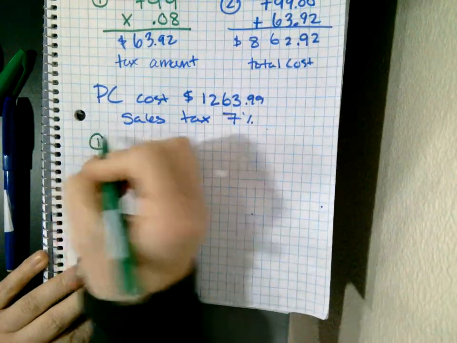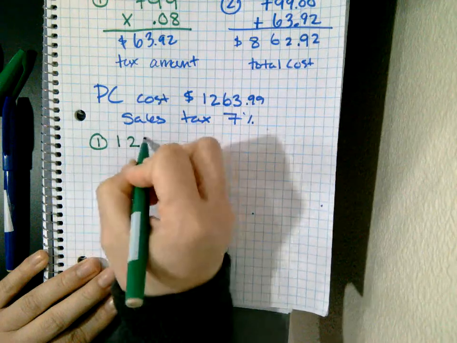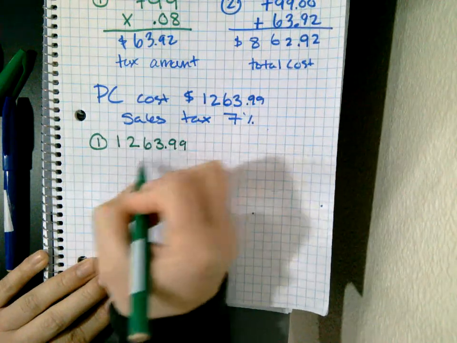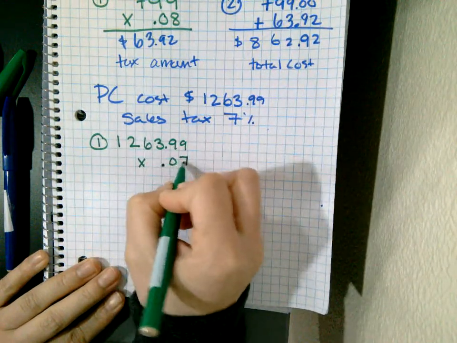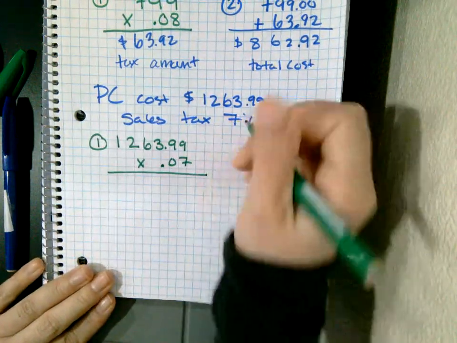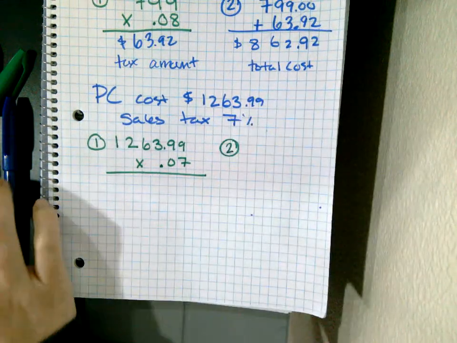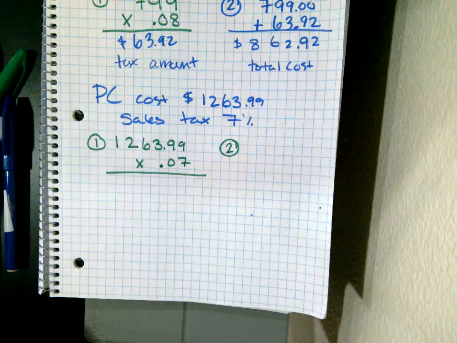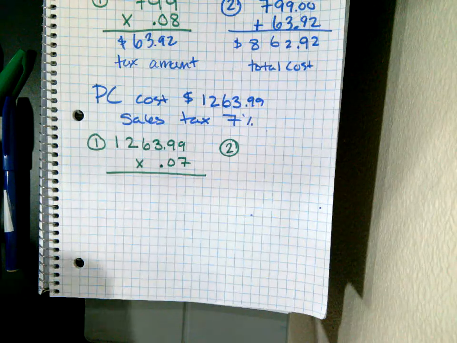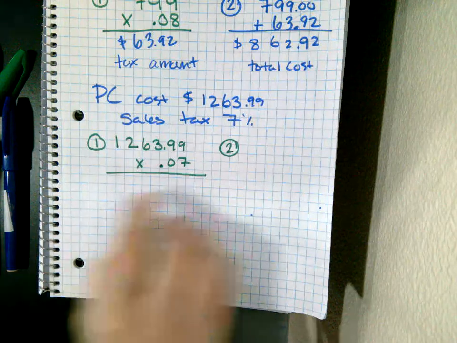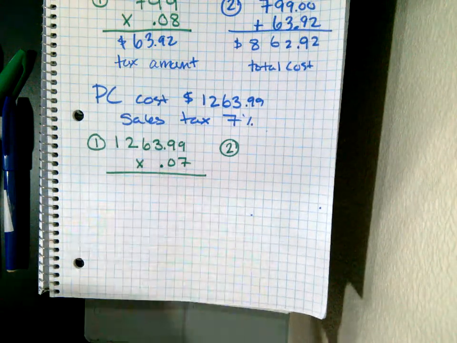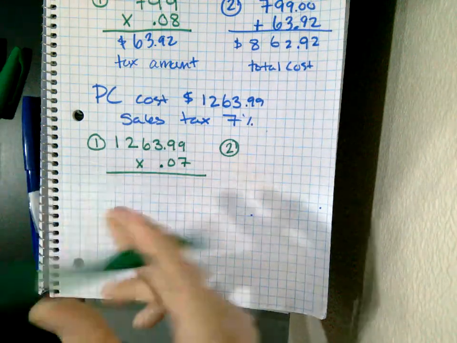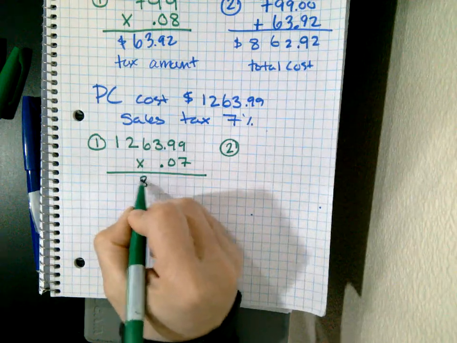So first step, $1,263.99 times 0.07. All right, grab a calculator, plug it in, and figure out how much you pay in taxes. Oops, make sure you add that zero. If you don't add that zero, you're talking about 70%, which is way too much money.